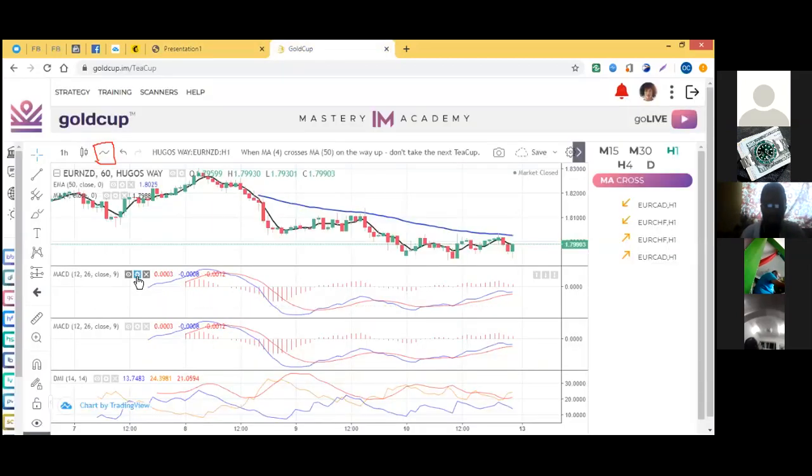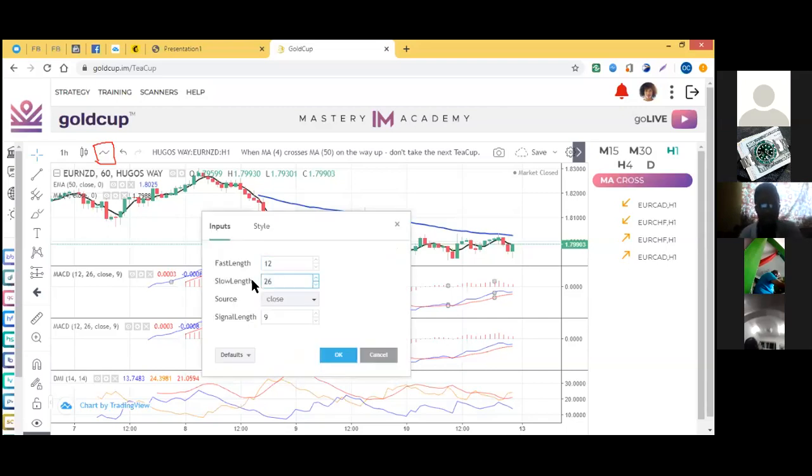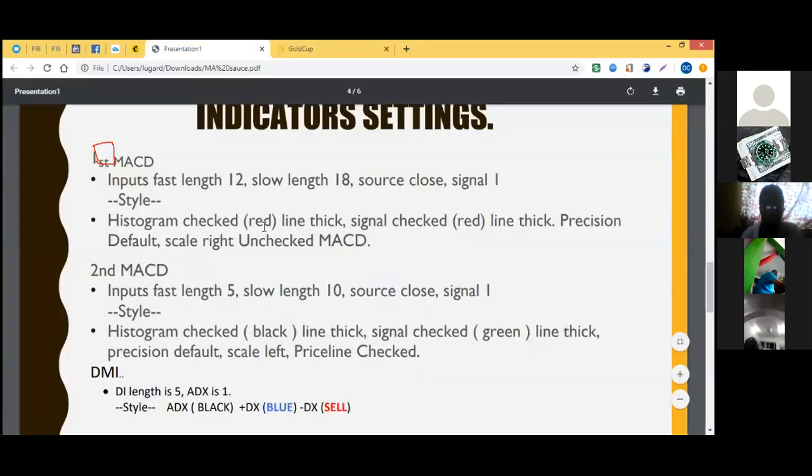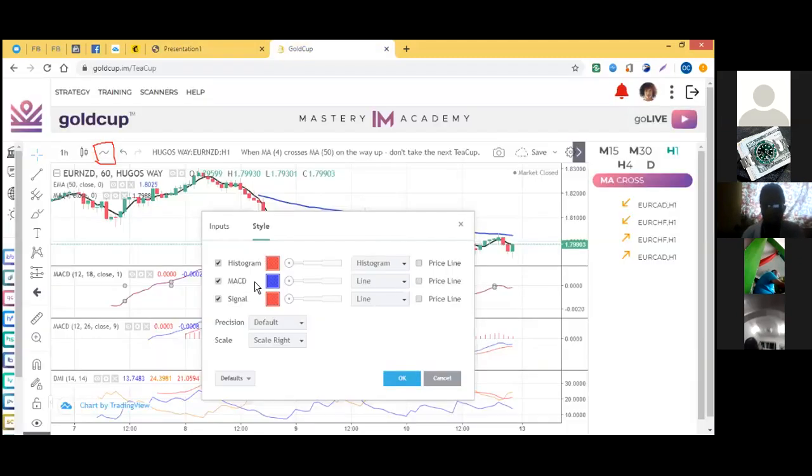This is how you make that setting, guys. You click on your setting here, you change it to 12, 18, and then 1. Then the style, let me switch back again. Your style, your histogram is red, your signal line is red, and you scale right. All these confirmations are very important, guys. Your signal line is red already.